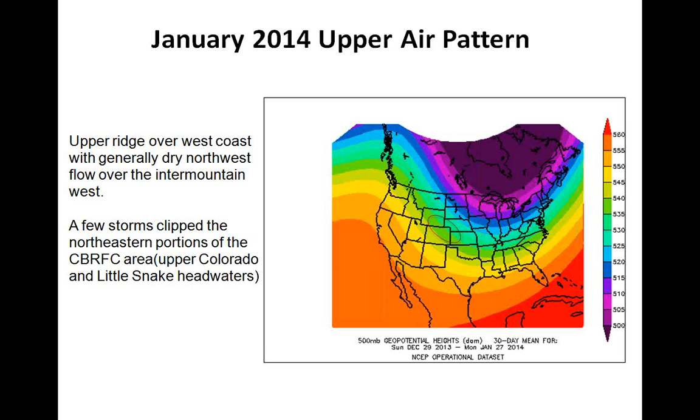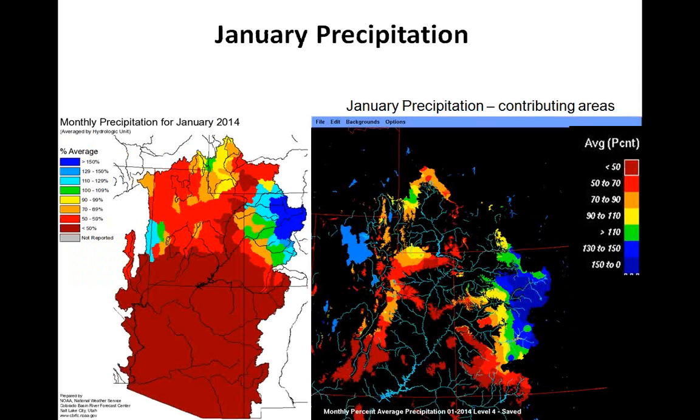The area where I've circled did get clipped by several of the storms that moved in during the month, and that area didn't do too poorly. That would include the Colorado River above Cameo, the Yampa, and parts of the Little Snake River headwaters, which actually did pretty good in January. This next image is the January precipitation, and should show up momentarily.